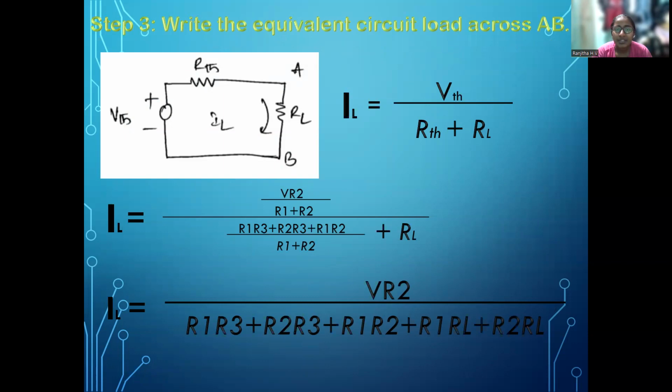In step 3, write the equivalent circuit with the load across AB. Then IL is equal to VTH divided by RTH plus RL. Then we substitute the equations for VTH and RTH. Then we get IL is equal to VR2 divided by R1R2 plus R2R3 plus R1R2 plus R1RL plus R2RL.